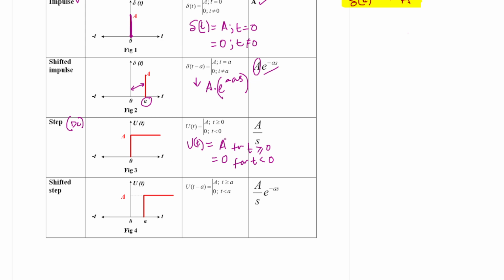If the magnitude is 1 instead of A, then it is called unity step. What is unity step? If A becomes 1.